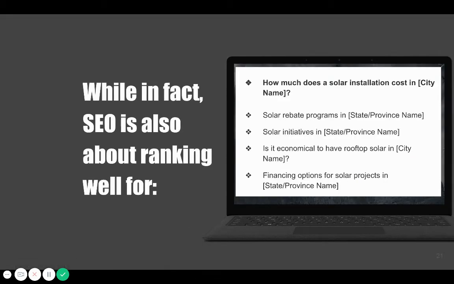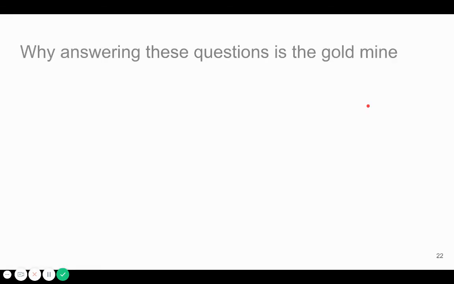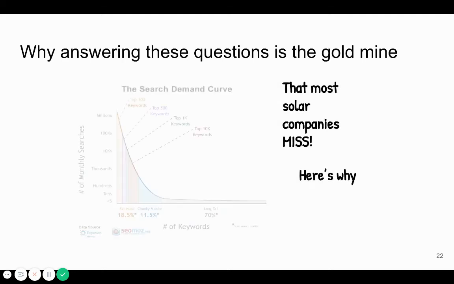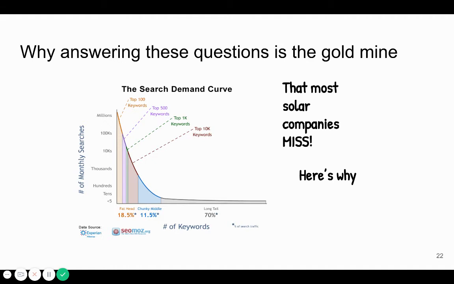And so the second kind is where, in fact, SEO is also ranking well for questions like this. So when people are at different stages, this is called long tail SEO. So actually answering those questions, it's the gold mine that most of the solar companies miss.